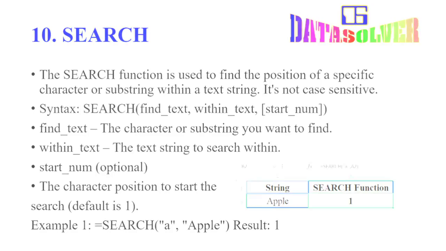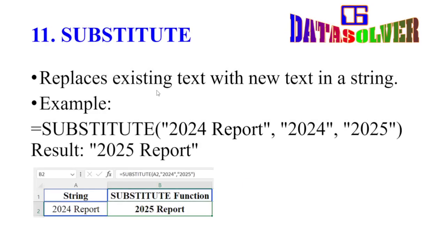So going to our next function, SUBSTITUTE. The SUBSTITUTE function replaces existing text with new text in a string. Example, SUBSTITUTE("2024 report","2024","2025"). So what this particular function does, like what we have as our value in A2, 2024 report, and in our formula in B2, the returned result is 2025 report, because it looks for 2024 in A2 and replaces it with 2025.